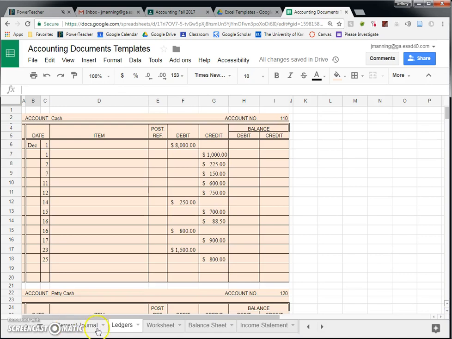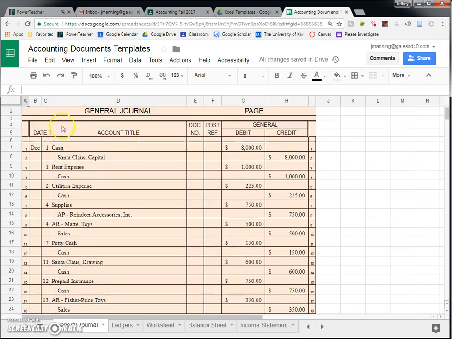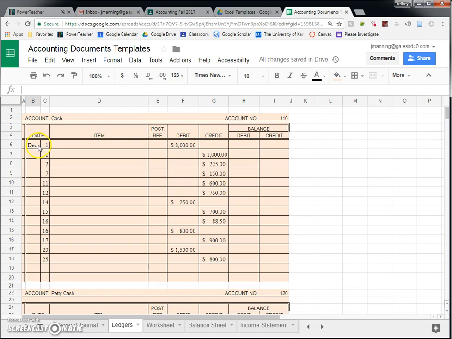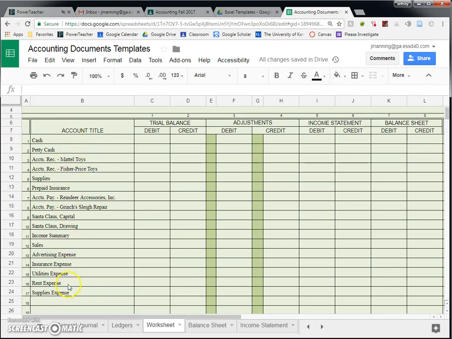Down here at the bottom you can see that I have several tabs. I have a general journal that has several transactions from the month of December. I have ledgers that have those transactions recorded already, debit and credit transactions. However, I'm currently missing the balance. There is a worksheet that has all of the account titles listed, but there are no numbers for it yet. And then finally there's a balance sheet and an income statement, and we haven't discussed either one of these currently, so you can just ignore them for the time being.